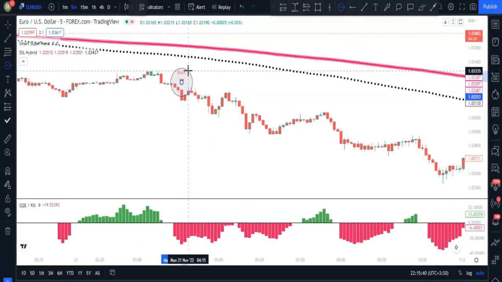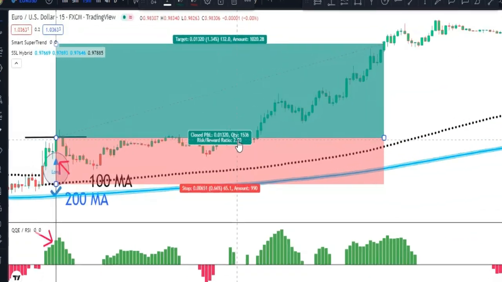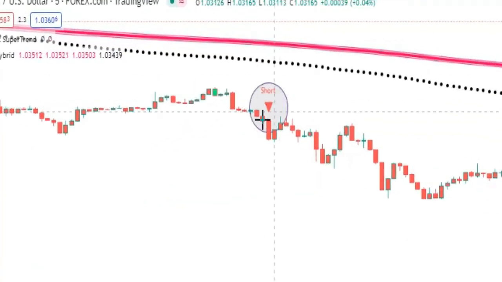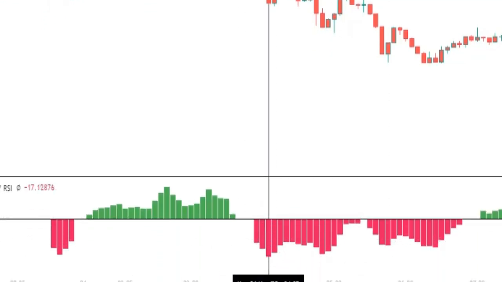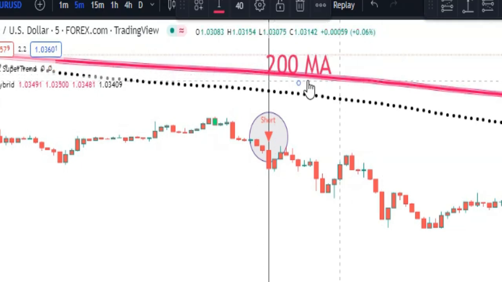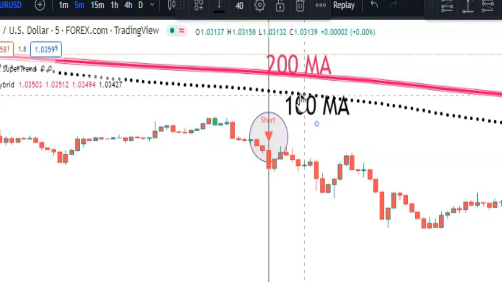And a signal to go short is valid only when the following conditions are met. First, a short signal should plot on the chart by the super trend indicator. And second, the histogram of the QQE must be red and it should be below the zero line. Third, the trigger candlestick should be below 200 MA. And fourth, the trigger candlestick should also be below the 100 MA, which are these dots above the candles.